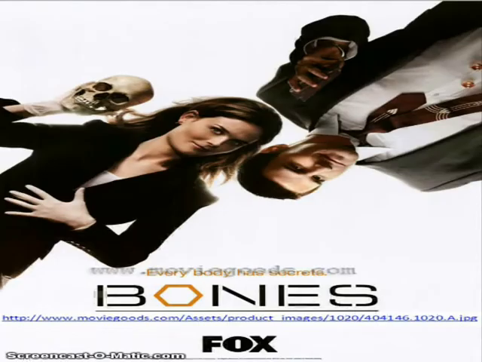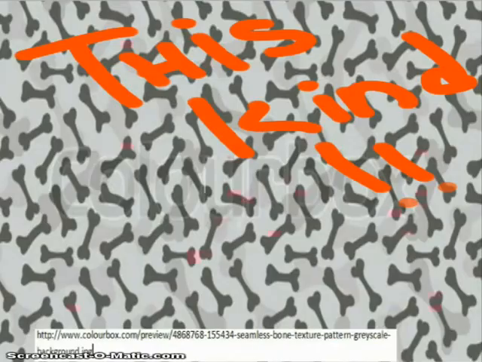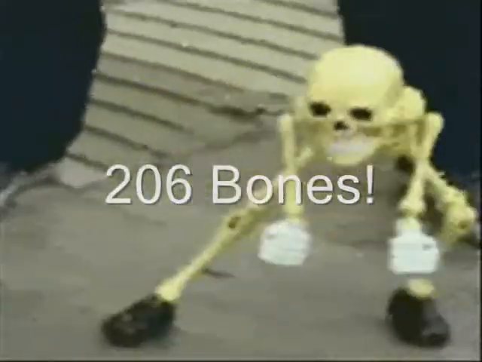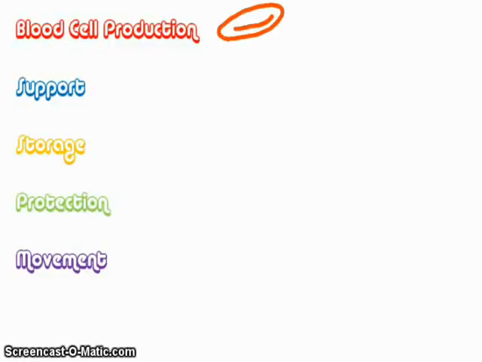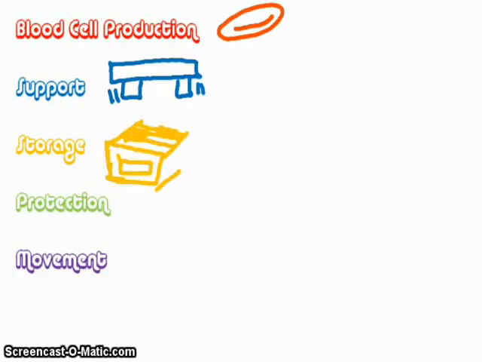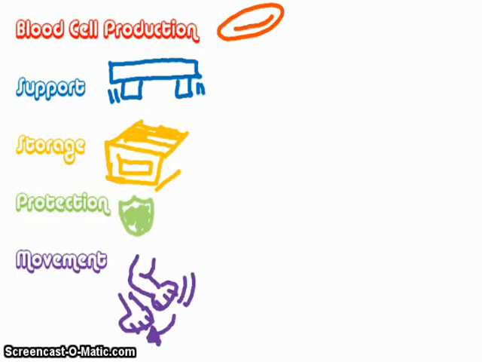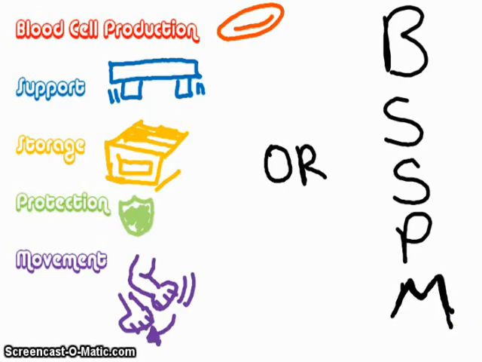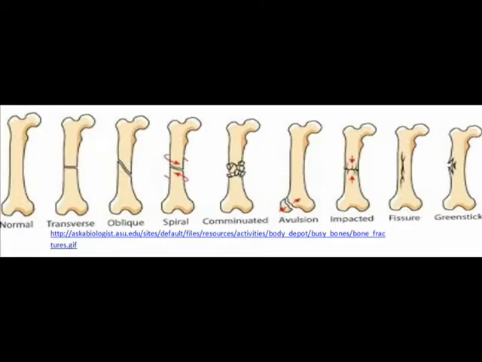We can't talk about fractures without first talking about bones. The skeletal system is made up of 206 bones, which help maintain blood cell production, support, storage, protection, and movement. There are many types of fractures, however, we will only be discussing 8.